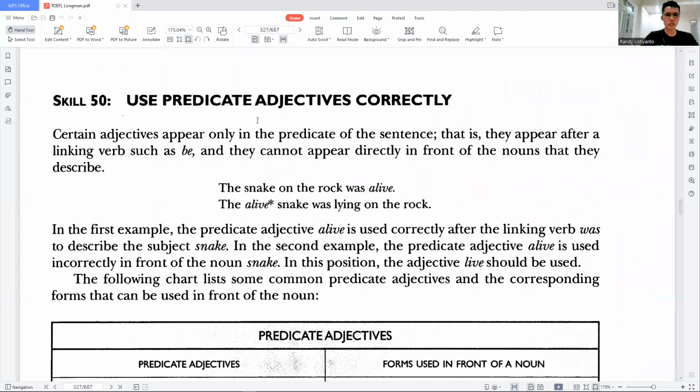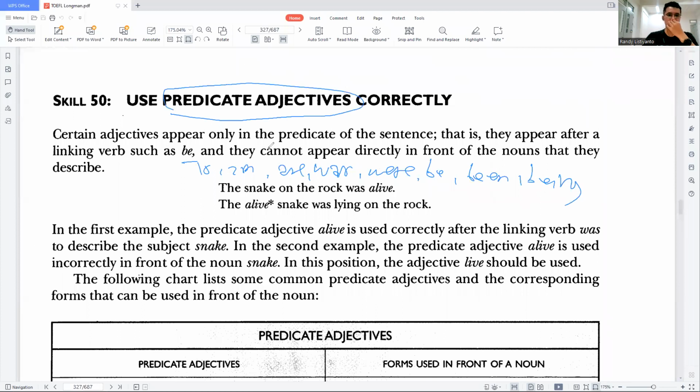Use predicate adjectives correctly. Certain adjectives appear only in the predicate of the sentence. That is, they appear after linking verbs such as be. What are the examples of be? They are is, am, are, was, were, be, been, and being. Once again, a predicate adjective should be written after be.